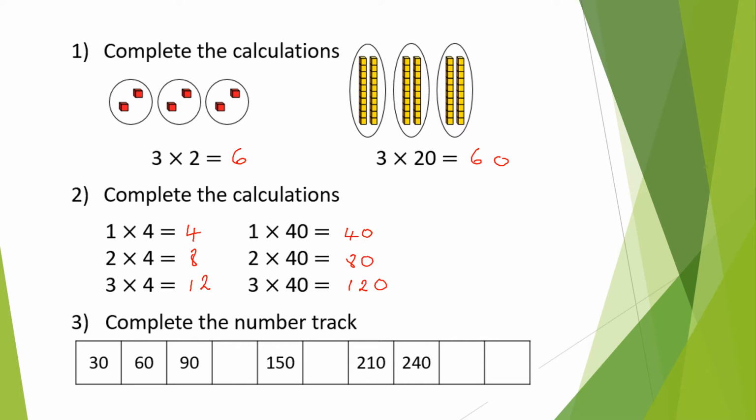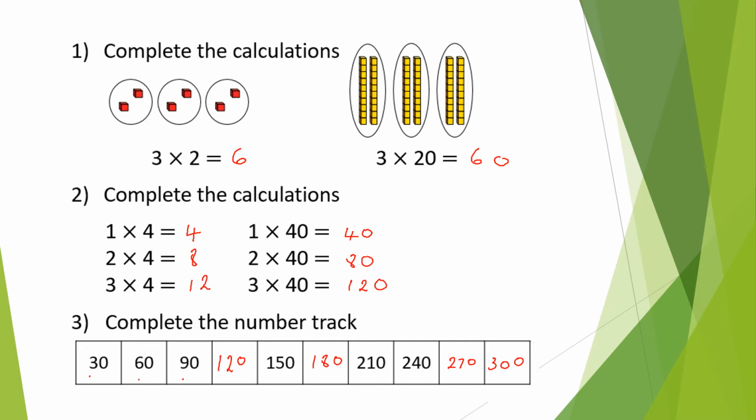Let's look at number 3 to complete the number track. 30, 60, 90. Ooh, has anyone spotted a pattern? Can you see your 3 times tables? 3, 6, 9. So when it's 3 times, using our 3 times tables, we know the next number after 9 is 12. And as we're looking at multiples of 10, it's going to be 120, 150, 180, 210, 240, 270, and 300. So, well done if you were able to spot that pattern, especially with the three times tables.